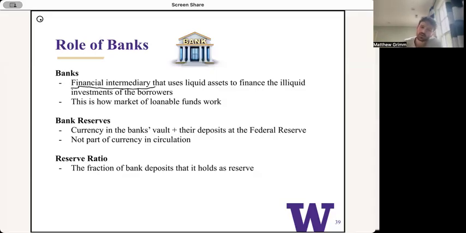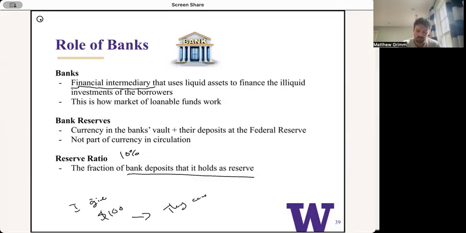So the bank reserves are currency in the bank's vault plus their deposits at the Federal Reserve, and this is not a part of currency in circulation. The reserve ratio is the fraction of bank deposits that they hold as reserve, meaning if the reserve ratio is 10% and I give 100 bucks, then they can spend $90 on investments.